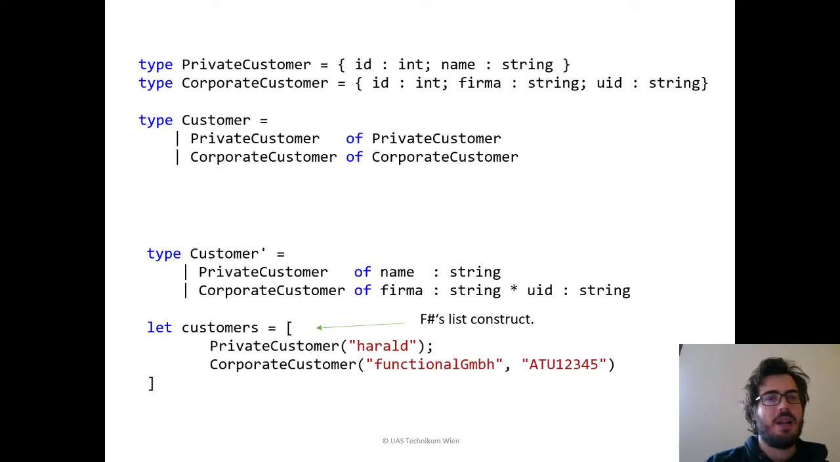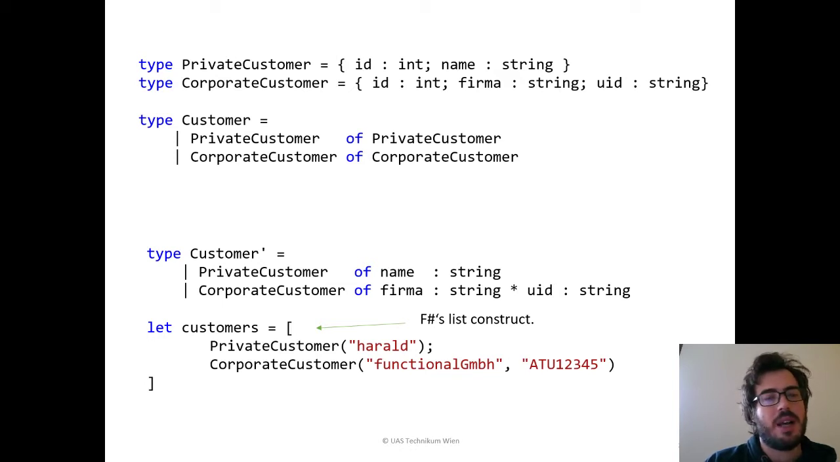So let's do something useful. Let's define a type called private customer. The private customer has a name and an ID. Then we have a corporate customer, which also has an ID, but also has a name of the company and the Umsatzsteuer ID. Now we create a customer which is either a private customer or a corporate customer, and since we have two types of customers, we can distinguish between those two by using a discriminated union.